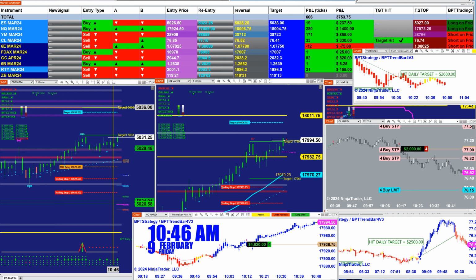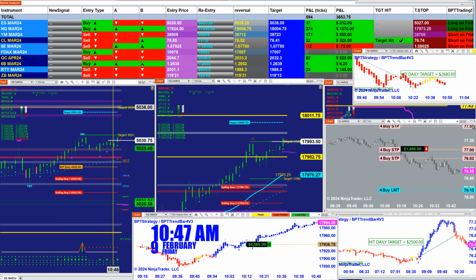For the ones who missed out on the NASDAQ, don't ever take a trade or allow your auto trade to take trades in this area here. This is extremely high risk.